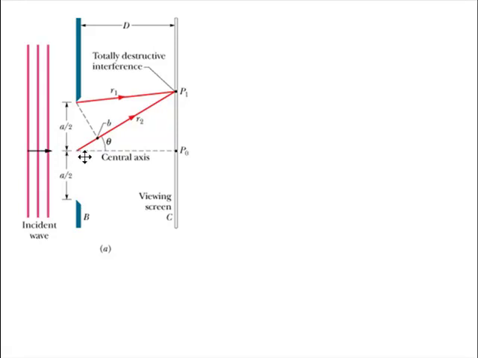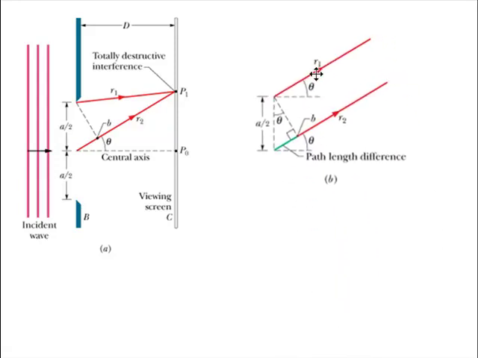Now, because you have to travel a little bit further distance here along ray 2, these two rays could be out of phase. If the distance along the central axis, D, is much greater than the slit width A, then these two rays are nearly parallel, as illustrated here in part B of that same picture. That means the extra distance is just this little blue segment here.